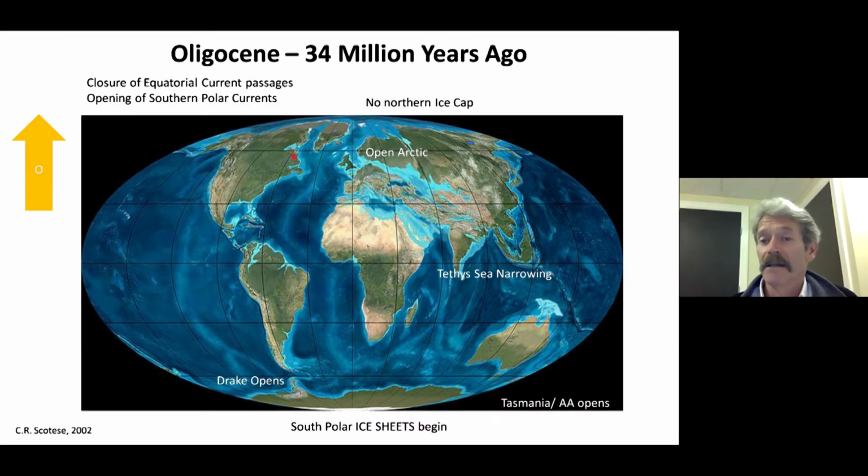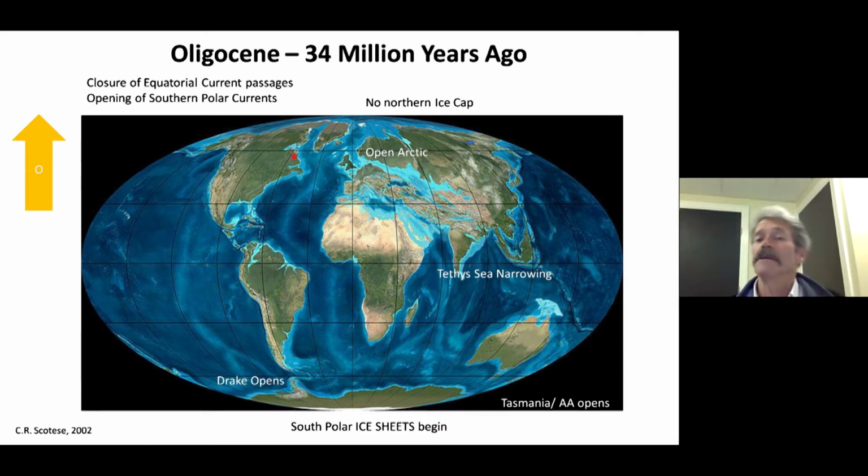In the Oligocene, the yellow arrow, about 34 million years ago, major plate movements, collisions, and changes occurred. Temperatures remained warm until the seaway openings occurring at both poles happened, and some major closings of equatorial seaways happened as well.